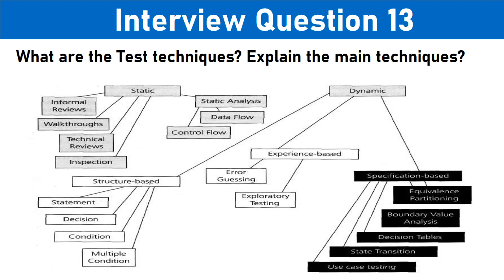You can see in the classification chart, static testing has two different parts. One part has all the reviews whereas the other part has static analysis, data flow and control flow. Reviews also have three different types: informal, formal and semi-formal reviews. Then dynamic testing has three types: black box, white box and experience-based.